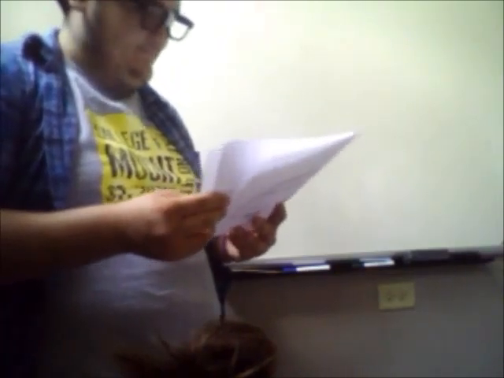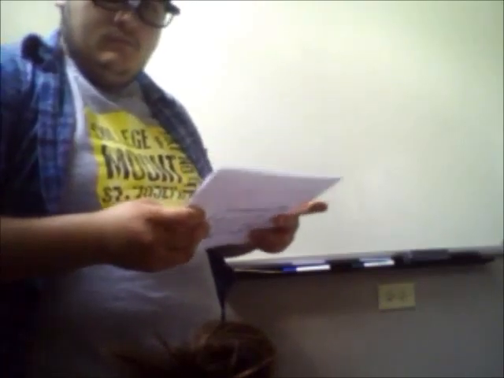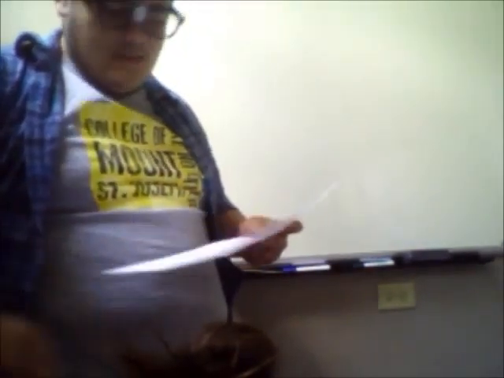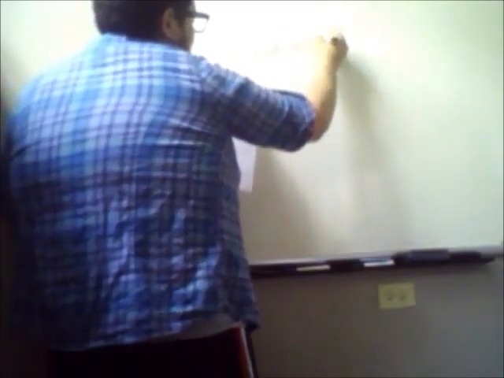So, we are missing the height. First thing we have to look for is the height. So, to find the volume of a rectangular prism, we must use V for volume equals length times width times height.